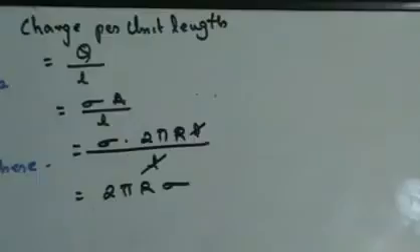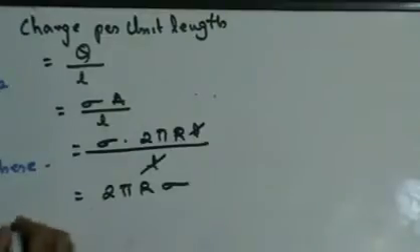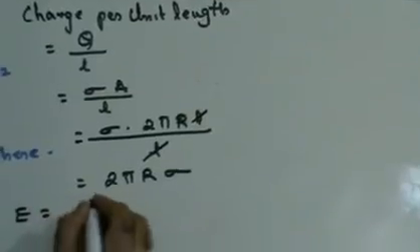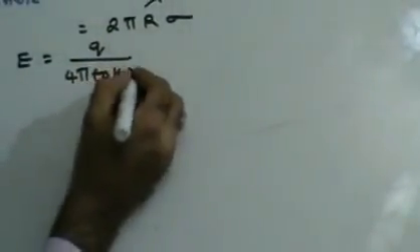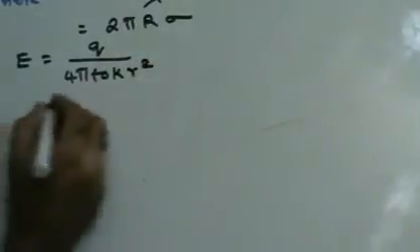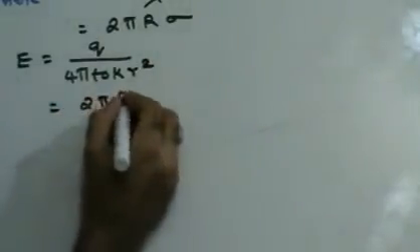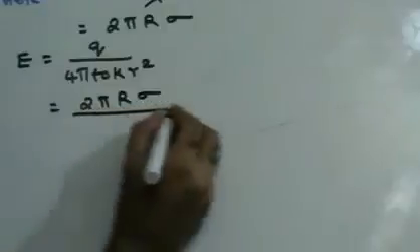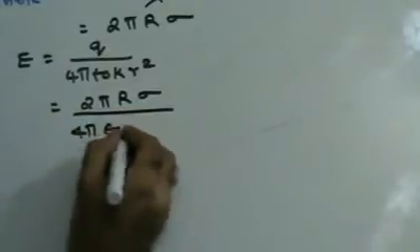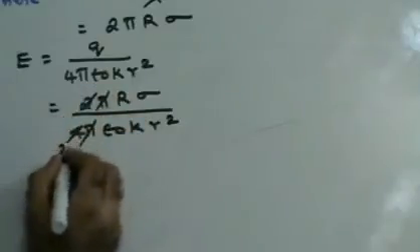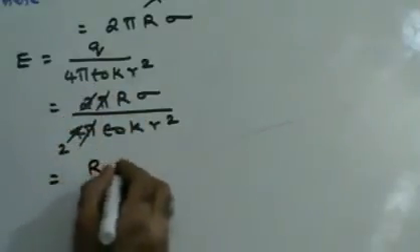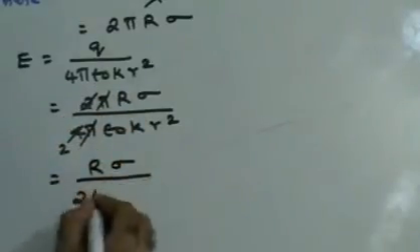Now, once I have this, then I can find out my electric intensity. How do I find out electric intensity? Electric intensity is Q upon 4πε0kR². Q you have already found out as 2πrσ upon 4πε0kR². Pi and pi get cancelled, so you will get rσ upon 2ε0kR².